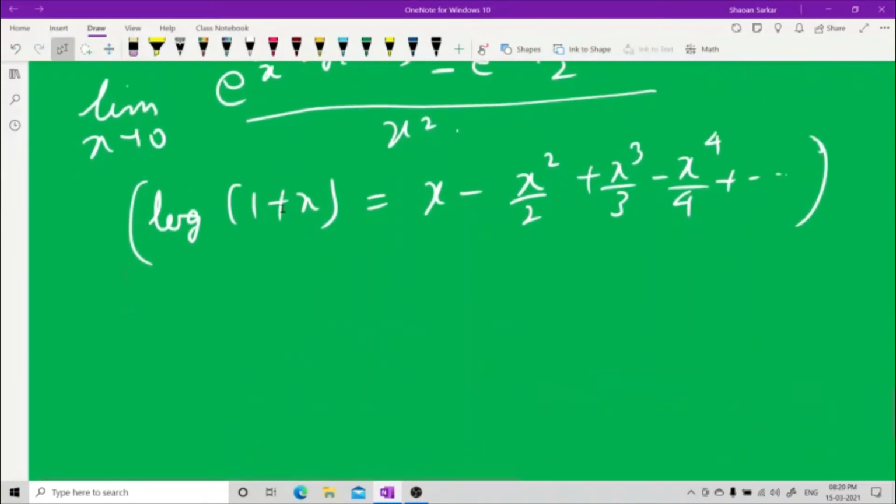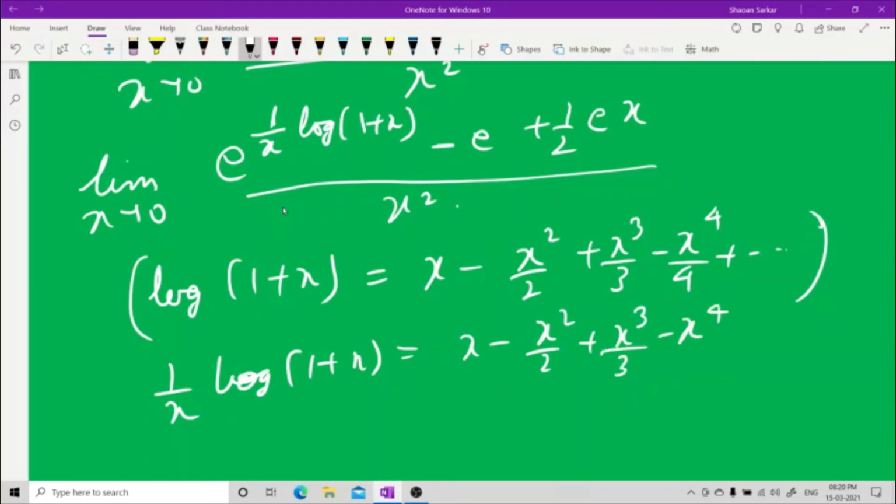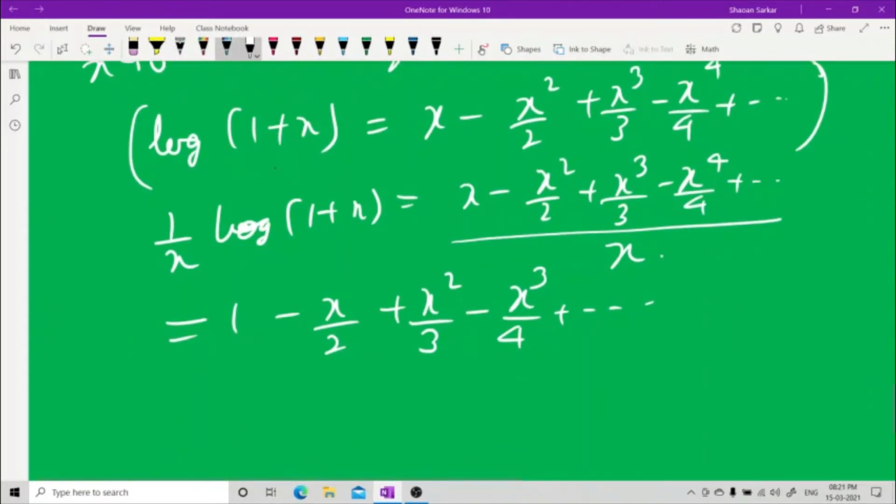Now you take 1 by x log (1 plus x). So you put x minus x square by 2 plus x cube by 3 minus x4 by 4 and so forth, divided by x, which is equal to 1 minus x by 2 plus x square by 3 minus x cube by 4 and so forth. This is done. Now let me write it properly. So now 1 upon x can be written this way.